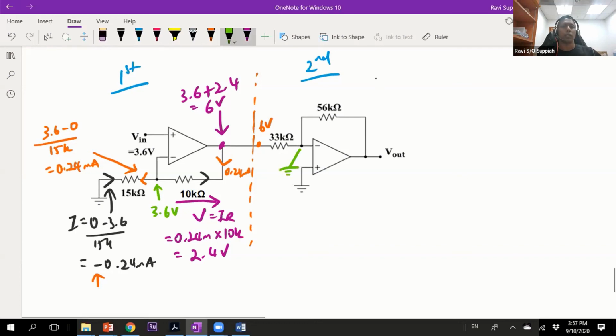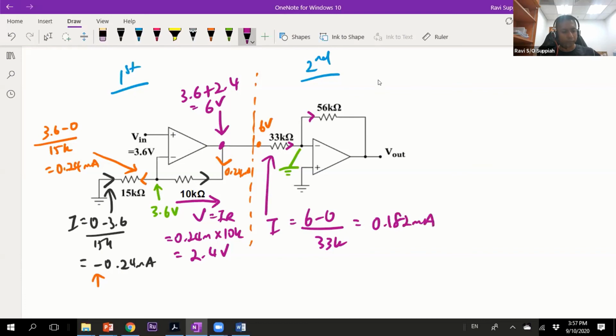Okay, so in terms of current flow, again, you can take it to be one way or the other. If I take it to be this way, I can say that this current I is 6 minus 0 over 33k, which will give me 0.182 milliampere. Since no current flows into the terminal of the op-amp, the same 0.182 milliampere is going to be here.